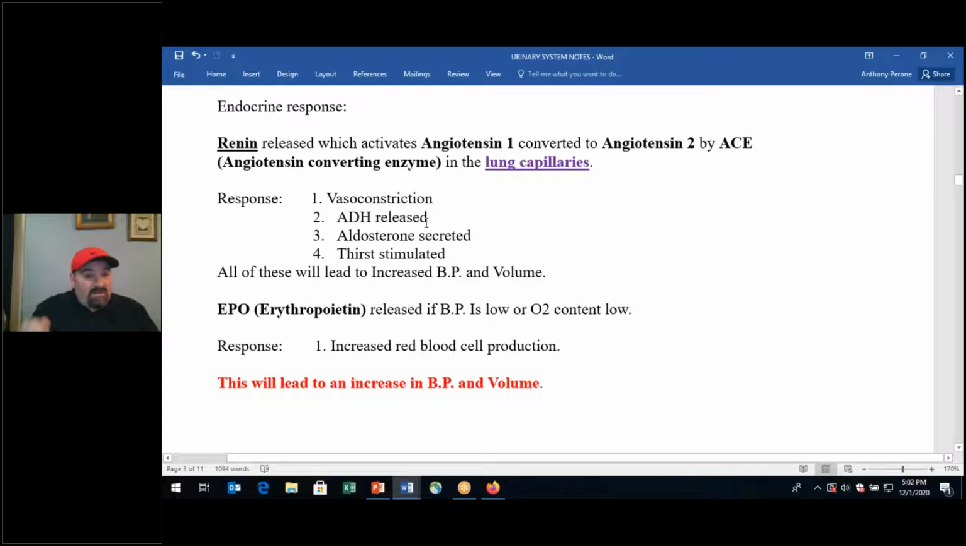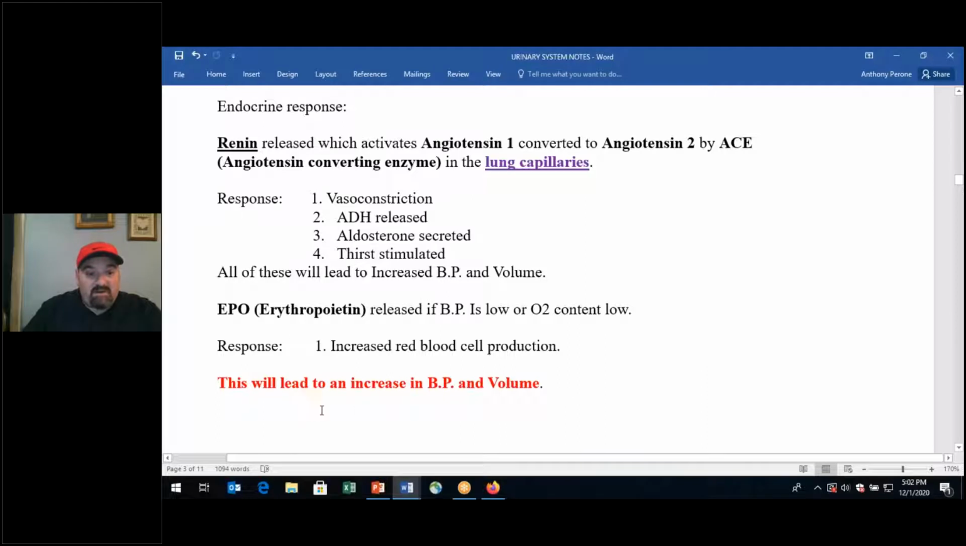If ADH is released, we're going to conserve water. Aldosterone is secreted, so we're going to do what? We're going to reabsorb more sodium ions. Water follows sodium, so we're going to increase blood volume. Thirst is stimulated, also increasing blood volume. As a result of increasing the volume, we're also going to increase blood pressure.